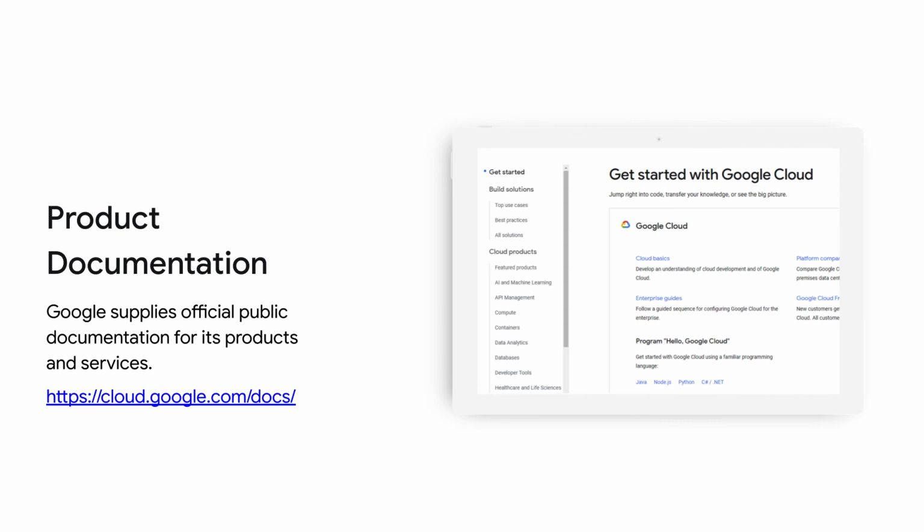Google also supplies official public documentation for its products and services. This documentation can be found at the URL shown on the screen. In each of the following modules, you'll learn about specific documentation resources to help you study that section in preparation for the exam.